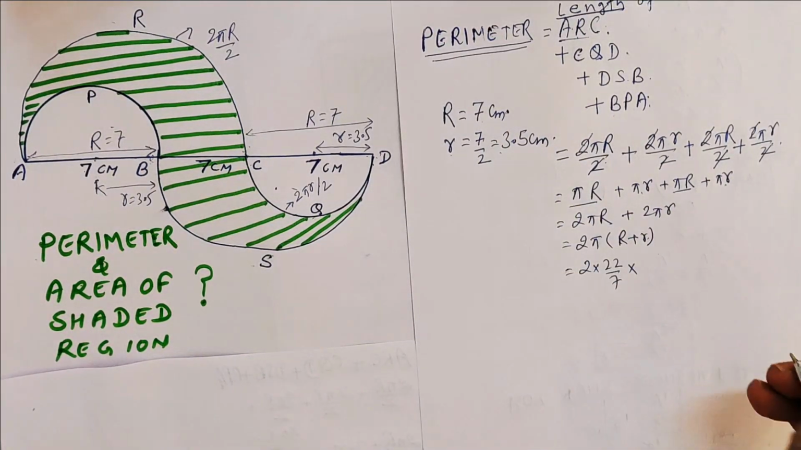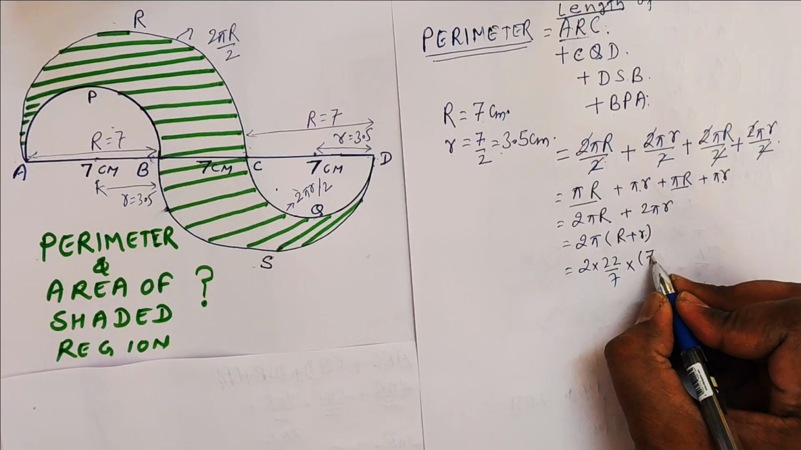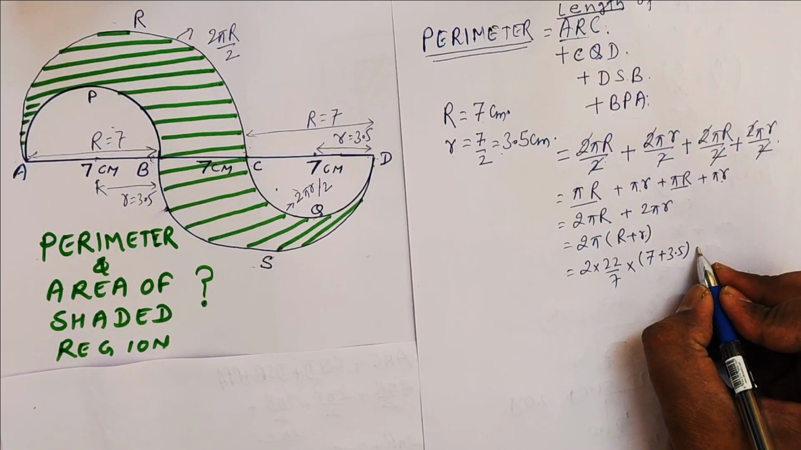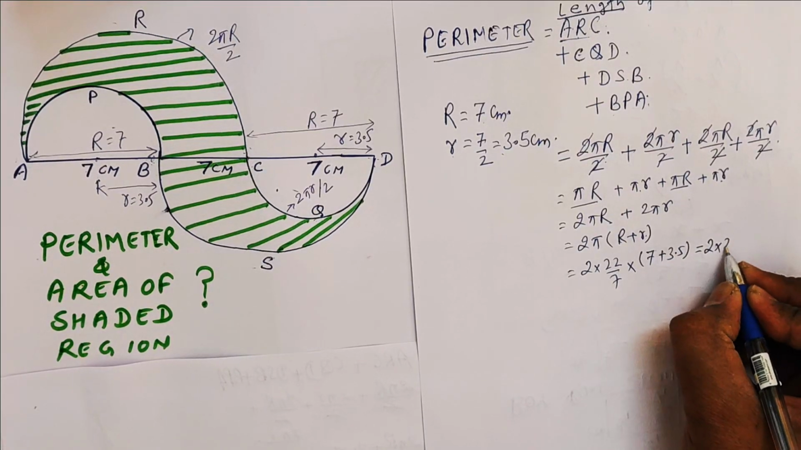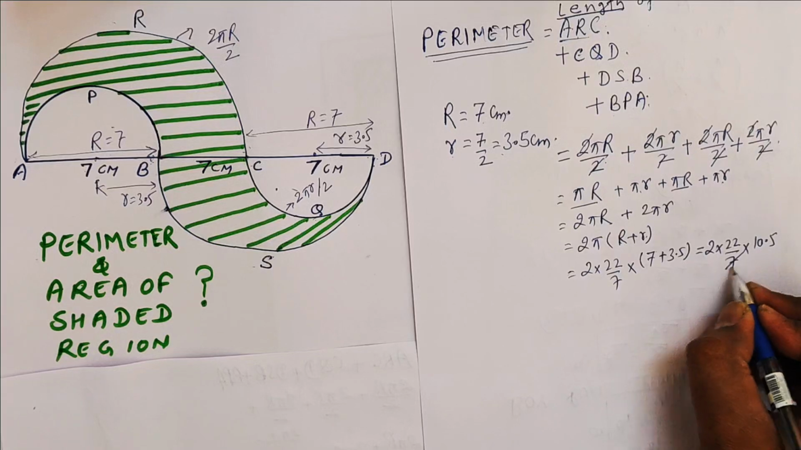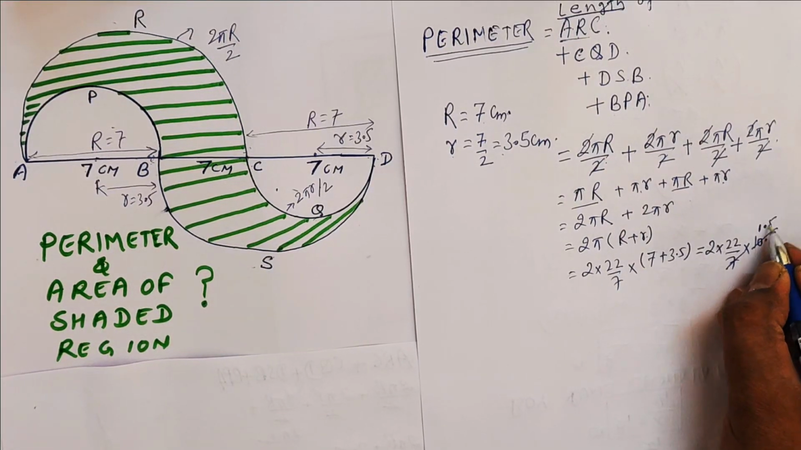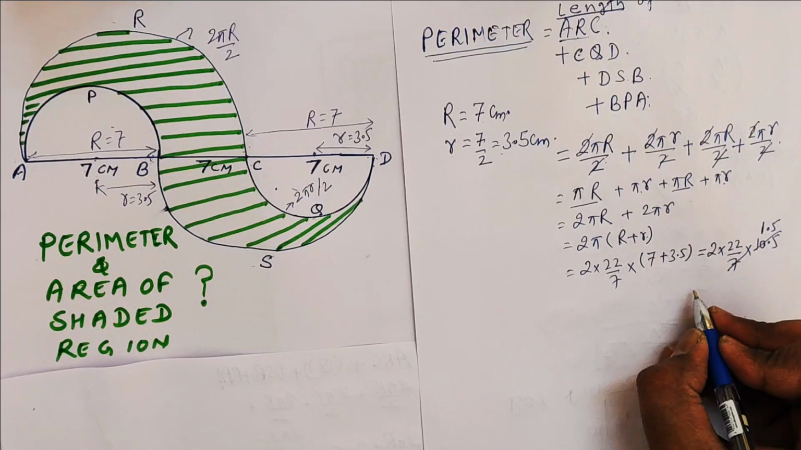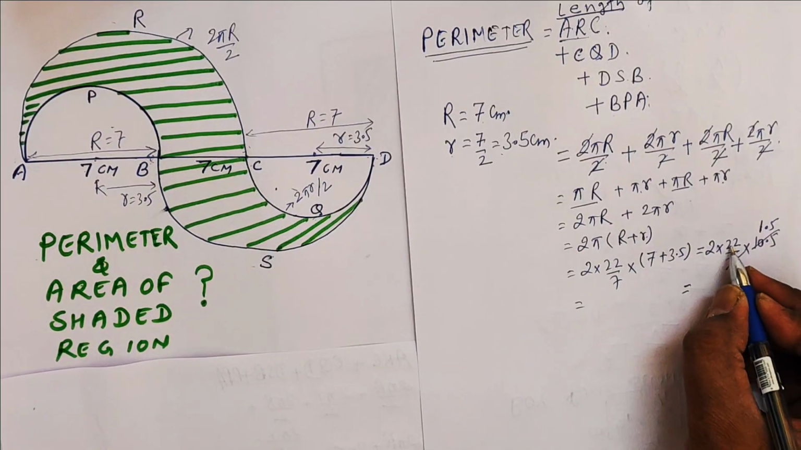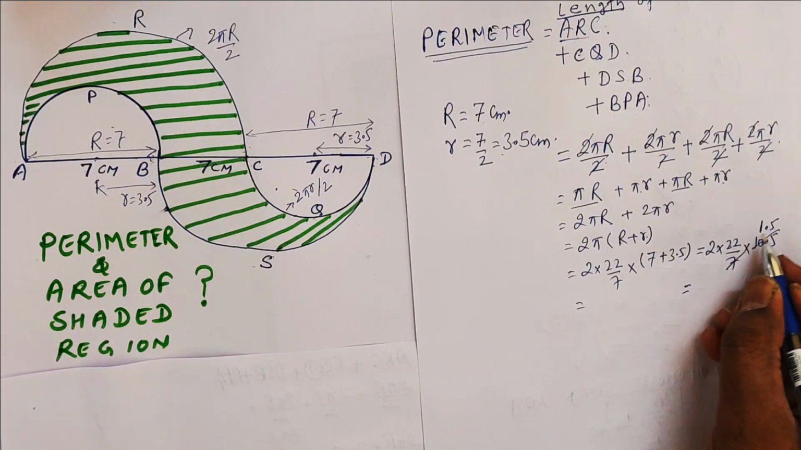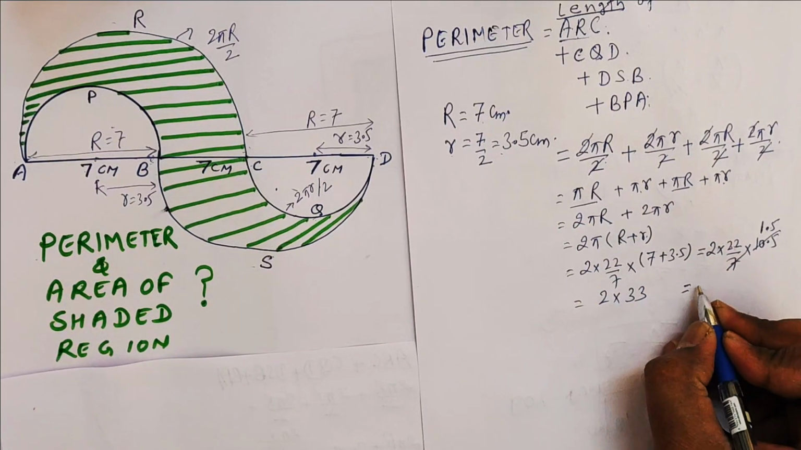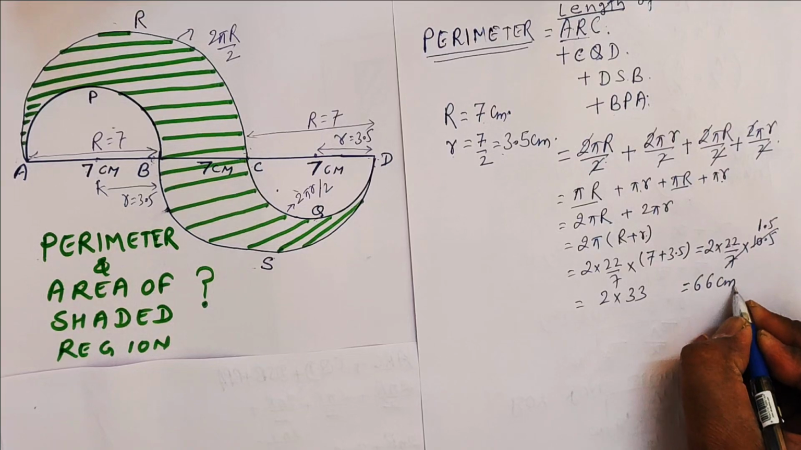So pi will be 22 by 7, so 2 multiplied by 22 by 7, and R plus r will be 7 plus 3.5. This will give you 2 into 22 by 7, and 7 plus 3.5 will be 10.5, and 7, when you cut 10.5 by 7, you will get 1.5. So it will be looking like this, 2 into 22 into 1.5, and when you multiply 22 with 1.5, that means 22 is coming 1.5 times, that is 33.